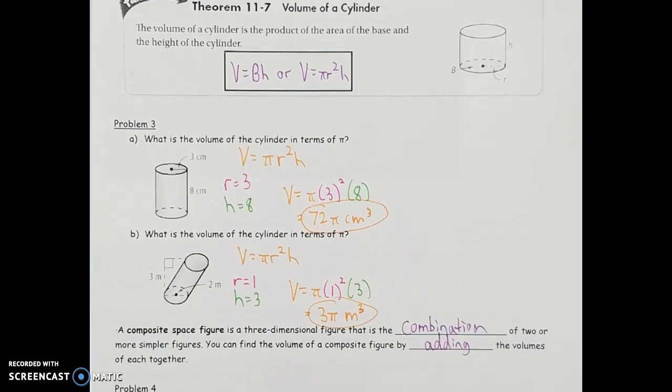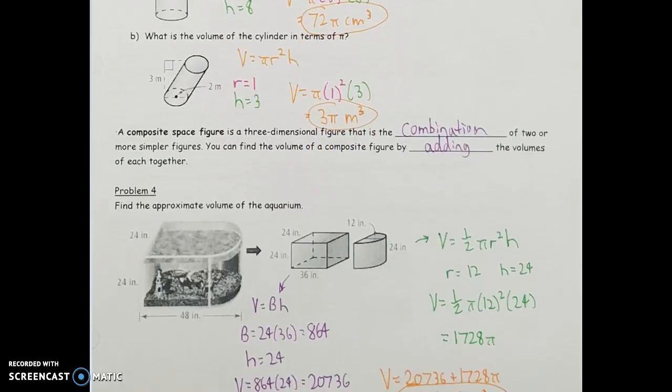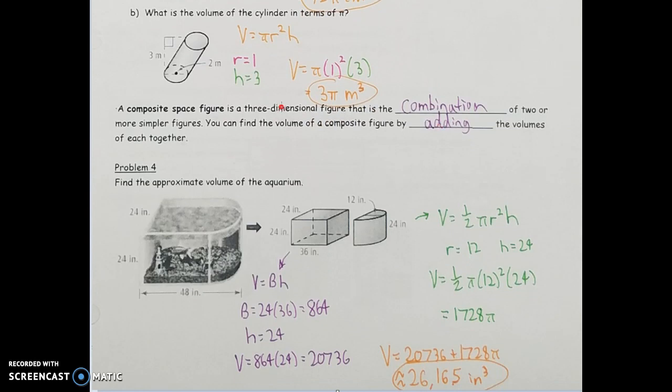So last problem type we'll have here is what we call a composite space figure. And that's a three-dimensional figure that's a combination of two or more simpler figures. So we kind of had these in 2 dimensions, but 3 dimensions works kind of the same way. We're going to find the volume of that composite figure by adding the volumes of each together. Kind of like we added the areas together when it was just 2 dimensions.